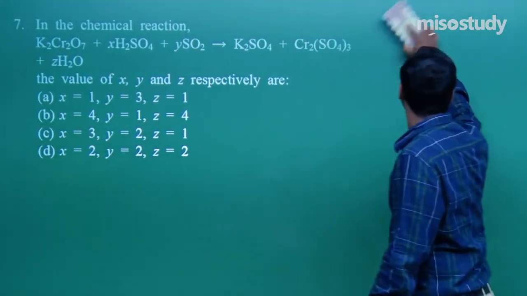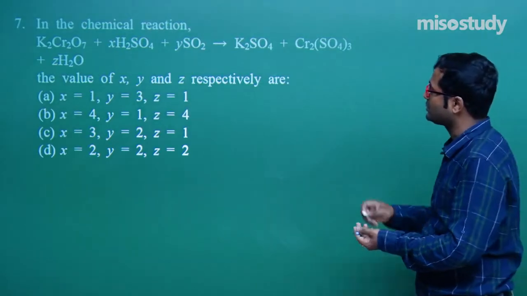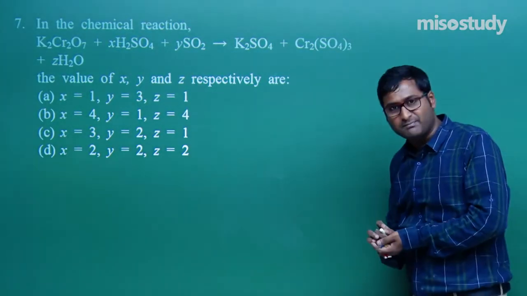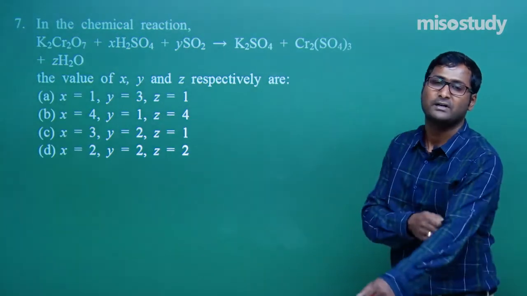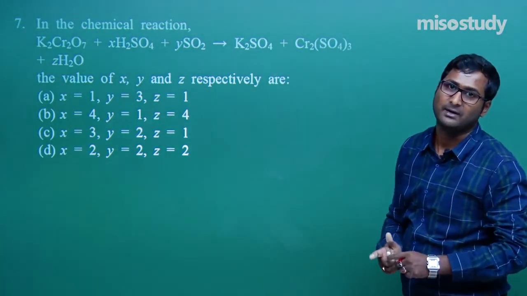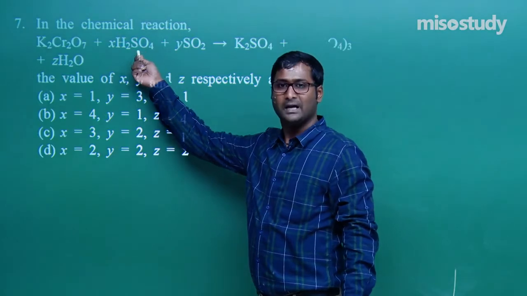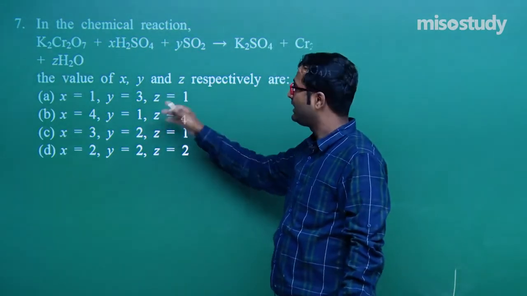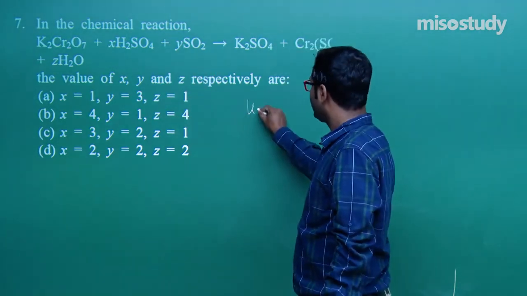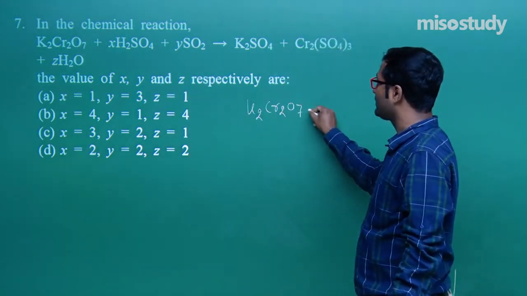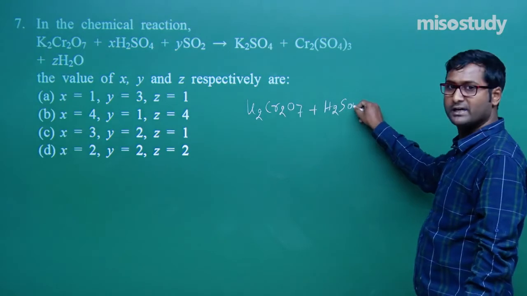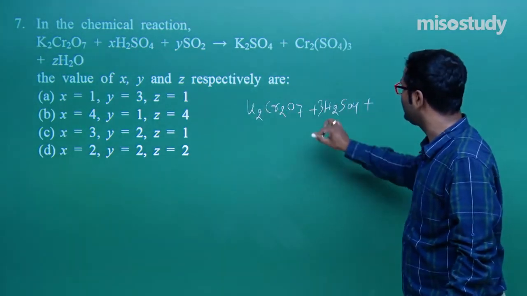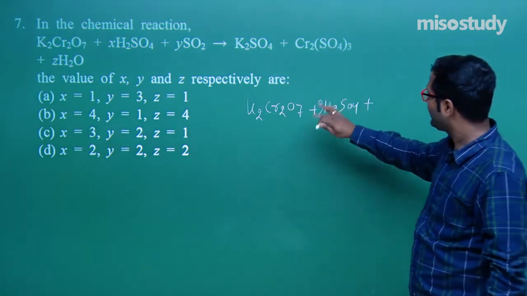This is a question similar to the JEE Main 2018 examination questions. The values of x, y, z respectively. The best method to solve such a question in a quick interval of time is the hit and trial method. Put this value and check whether there is a perfect suitability or not. If I use the first option, x is equal to 1, K2Cr2O7, then H2SO4.